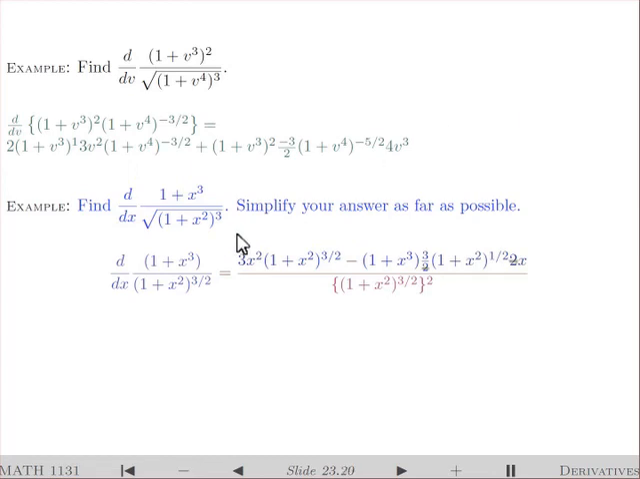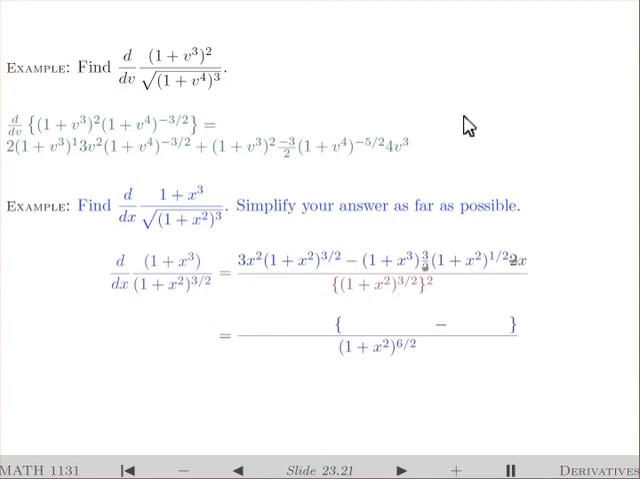Now let's look at the two terms in the numerator and see what we can factor. Both terms have 3 as a factor, so I can pull that out. In the first term I have an x squared, in the second term I have an x, so I can pull out an x. In the first term I have (1 plus x squared) to the power 3 halves. In the second term I have (1 plus x squared) to the power 1 half, so I can pull out (1 plus x squared) to the 1 half. I'm going to leave the denominator in the form power 6 halves. You will see in a minute why.